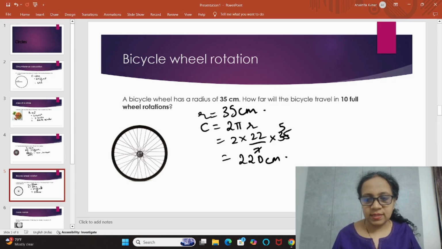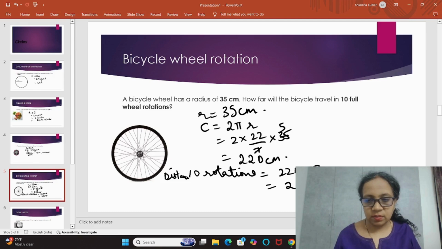Now this is the distance traveled in one rotation. Distance traveled in 10 rotations will be 220 into 10, that is 2200 centimeters, which is nothing but 22 meters.